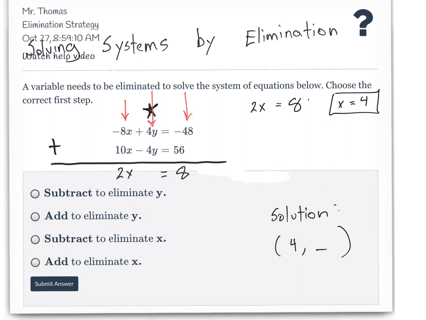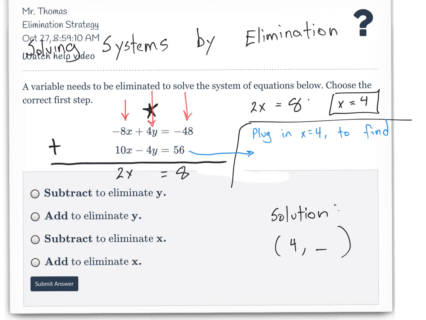How do we find the y? How did we do it yesterday? Plug in x equals 4 to find y. It doesn't matter which equation we use. I always told you to use the easiest one, right? They're both pretty complicated looking. I'll just take the second one.